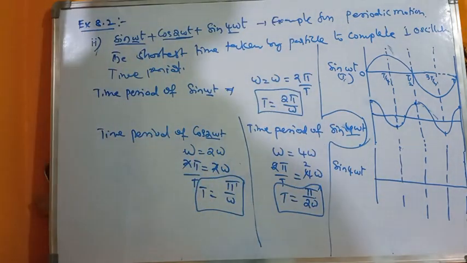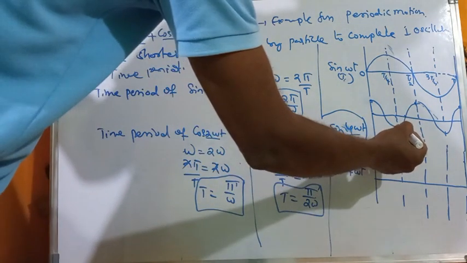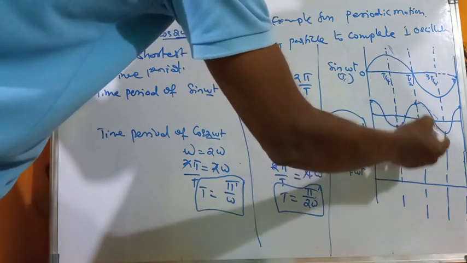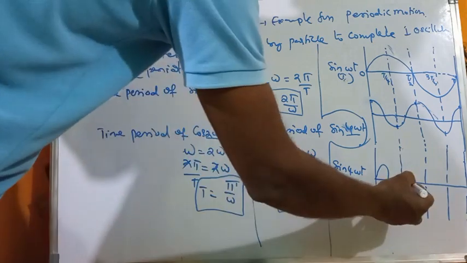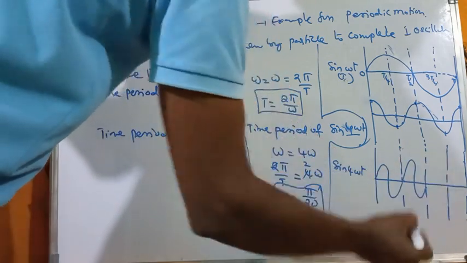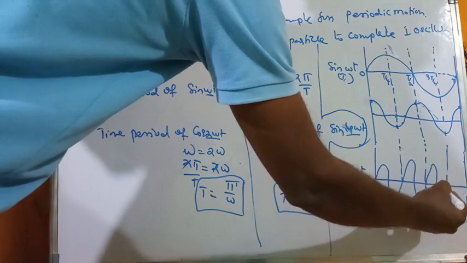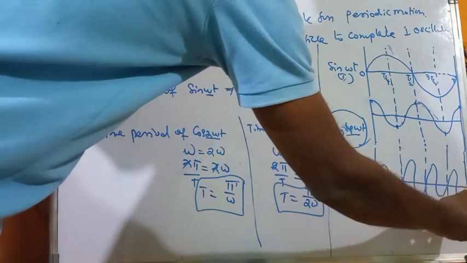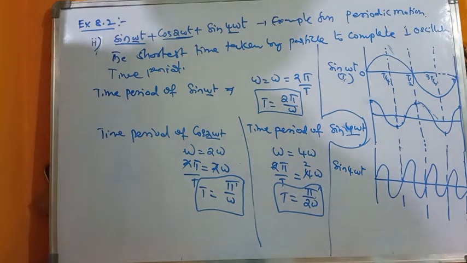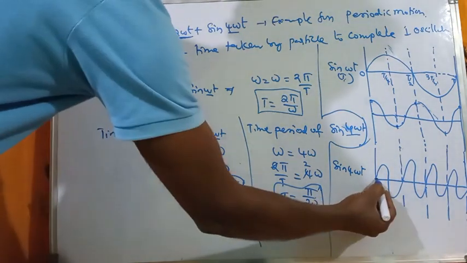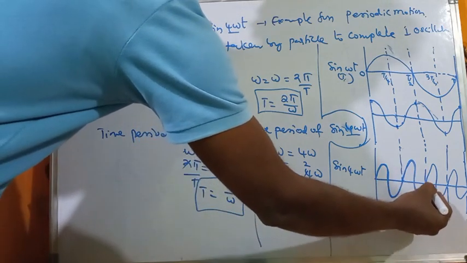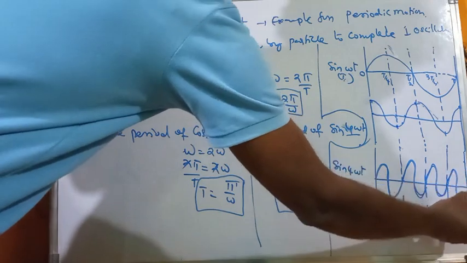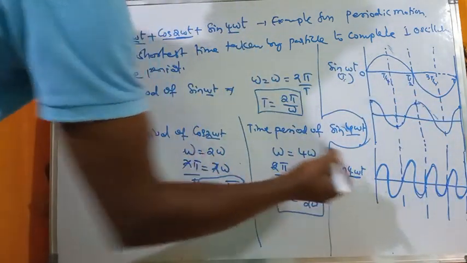This is one, and two, and three, and four. Okay. So if we observe here, it is oscillating with frequency 4: up to here 1, then up to here 2, then 3, and 4. That's why its frequency is 4.